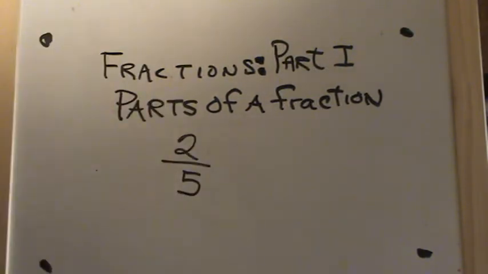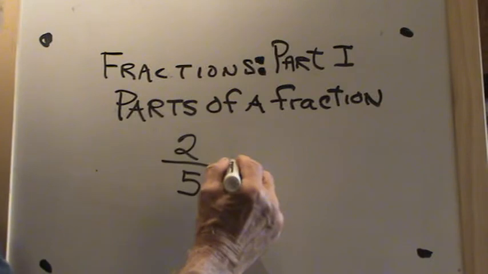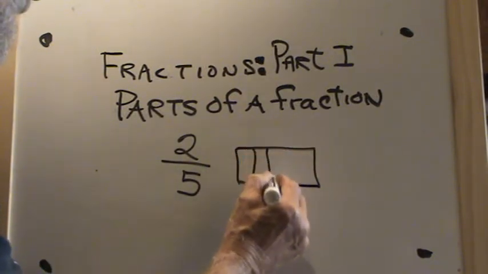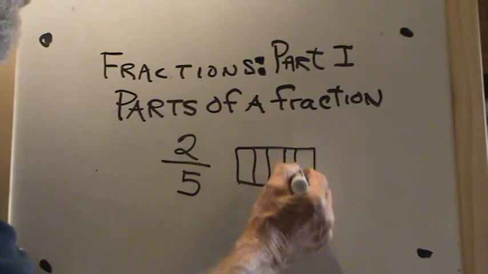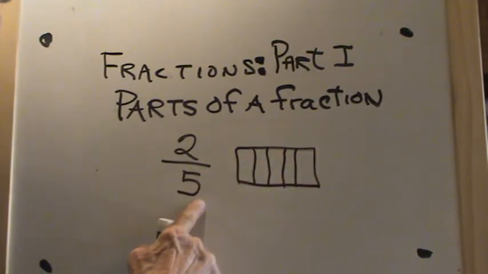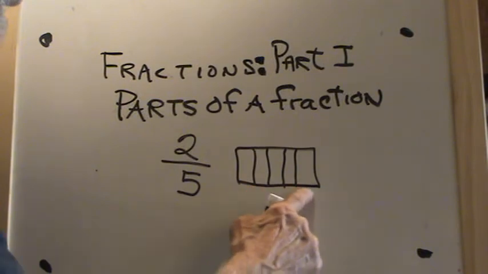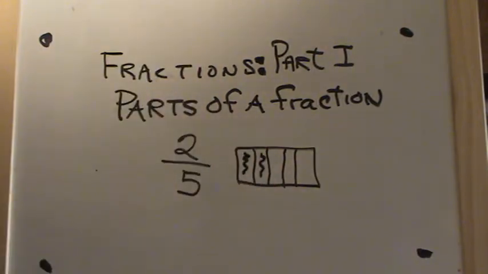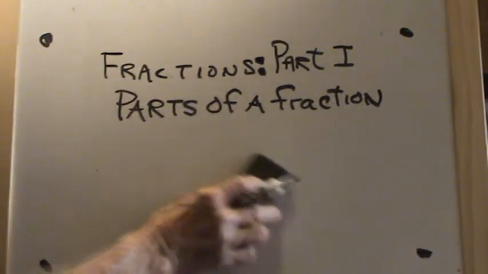Let's try another one. 2/5. On your notebook or on a piece of paper, stop the playing and draw the fraction 2/5. Okay, let's see how you did. Bottom part tells us there's 5 pieces. 1, 2, 3, 4, 5. Top part tells us we're interested in 2 of them. Excellent. Good. Let's try another one.